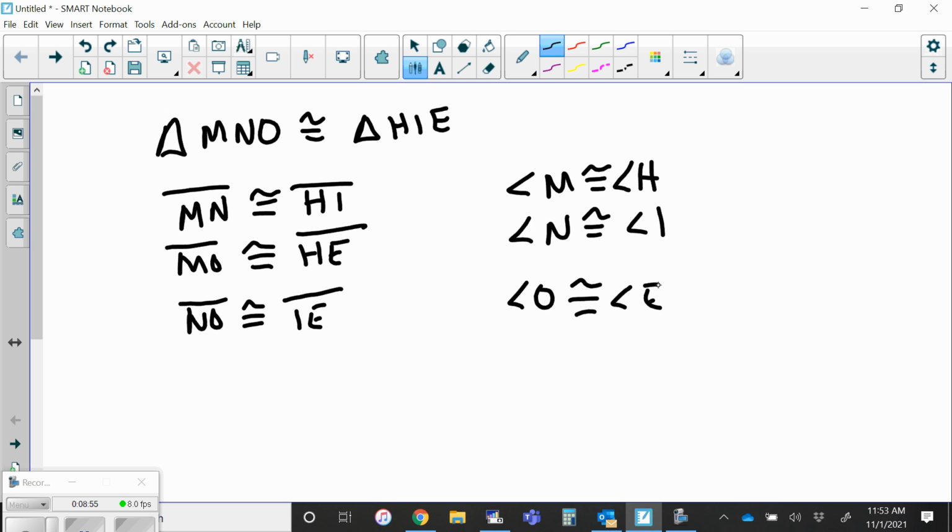Let's pretend like there's more. Let's pretend we had these triangles on a whole bunch of other stuff, so we have to name them better. So angle MON. What would that be congruent to? Angle what? HEI. 1, 2, 3, or 1, 3, 2. So then you go 1, 3, 2. You follow, yes or no?